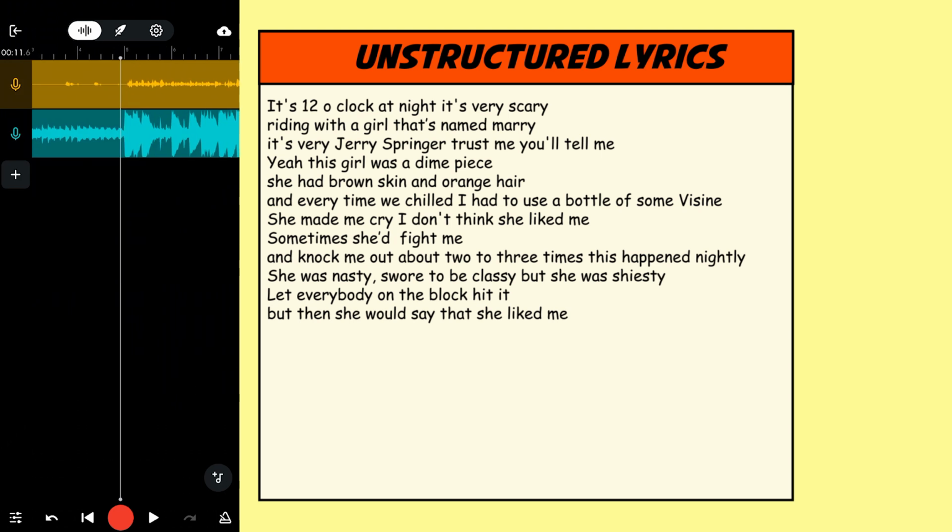So in BandLab, I'm just scrolling over to where I first start rapping right here. And then I'm just going to play from bar 5. That's where I came in at. It's going to play it from right here. It's 12 o'clock. All right, so I pause on that first one.